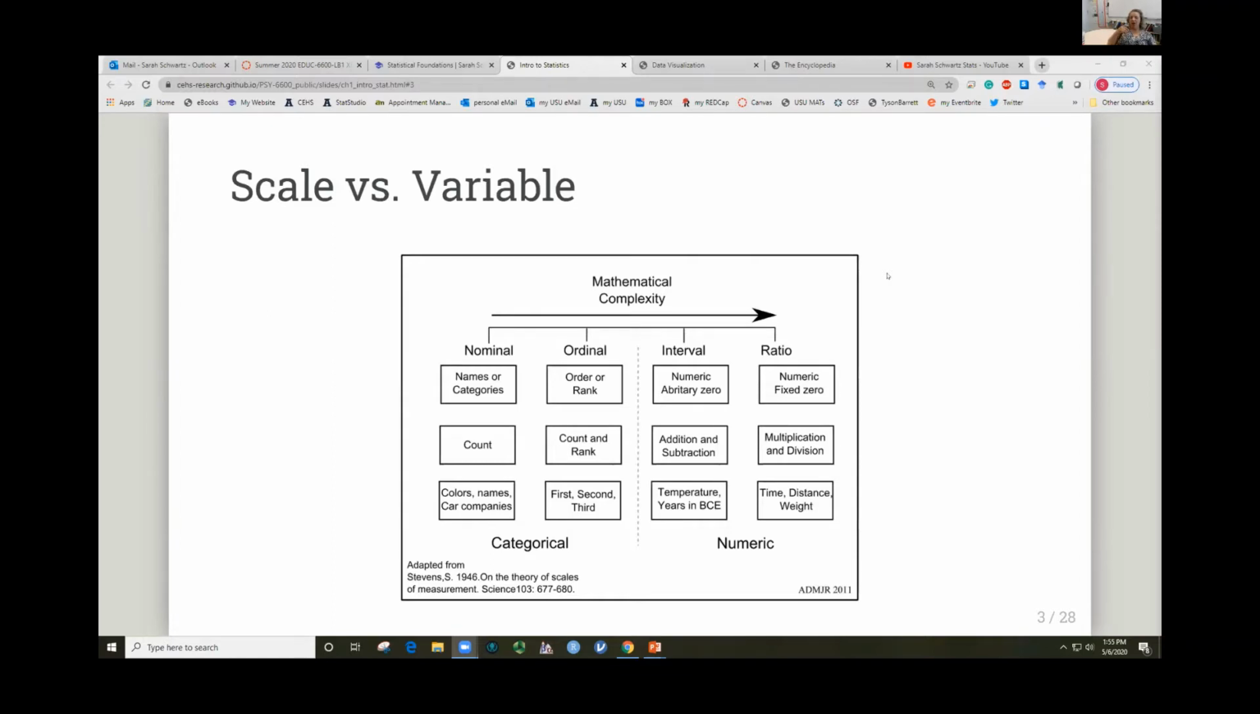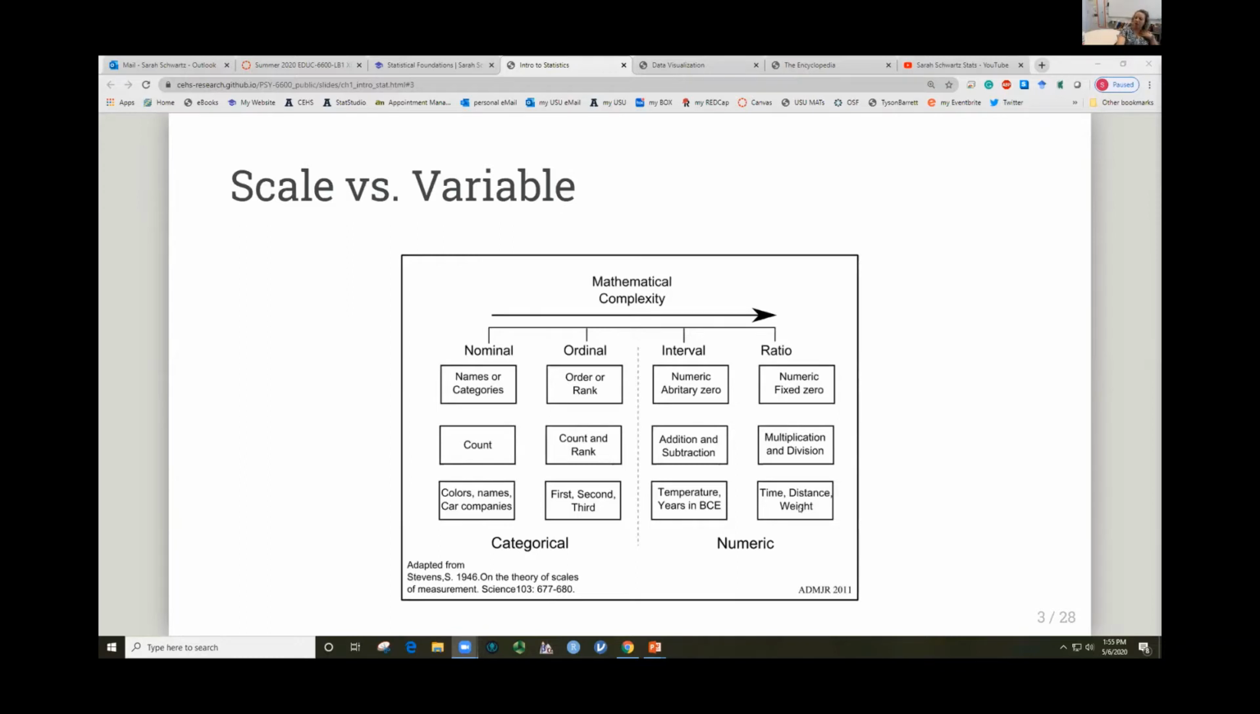And so when we talk about the scale, are we talking about the true thing we're trying to measure or the way we actually gather information about that thing? And time, weight, distance, all of those things are truly continuous interval ratio, but we might measure it in a more discrete way.